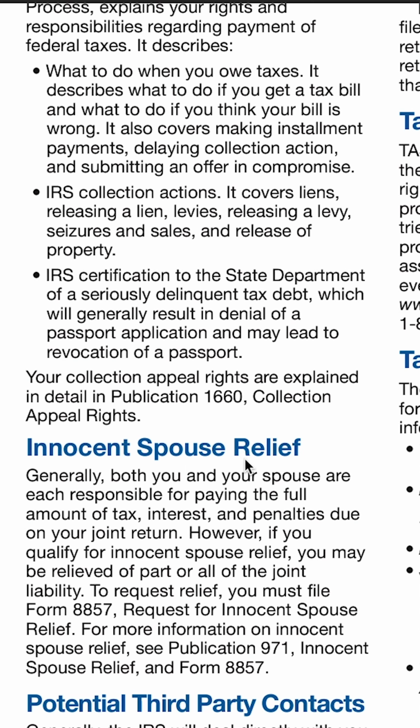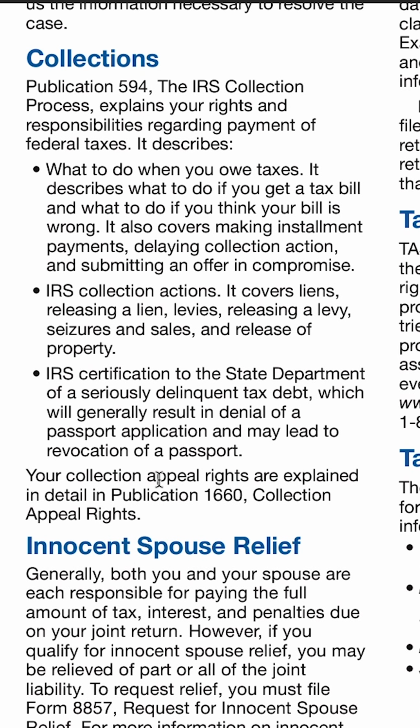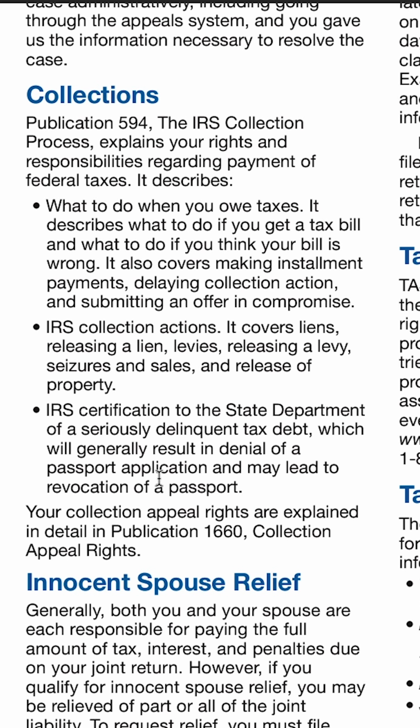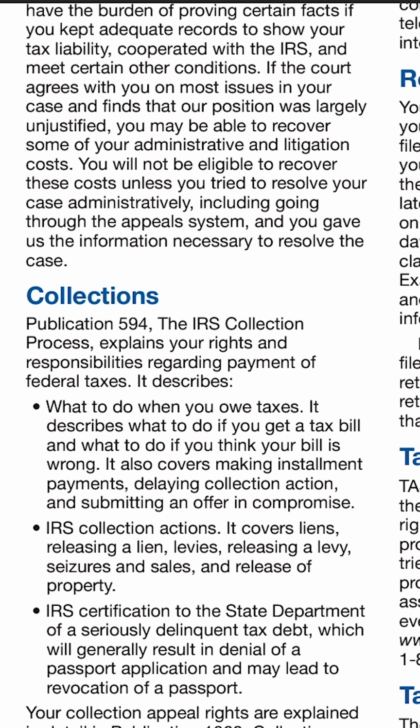Again, innocent spouse. So if you have a spouse that was selling cocaine on the streets and you had no idea, then you can file this and say, hey, I had no idea this was going on. You have a taxpayer advocate service, which used to be outstanding. You could call them and they would help you right away. Now, currently in 2024, they're almost useless.